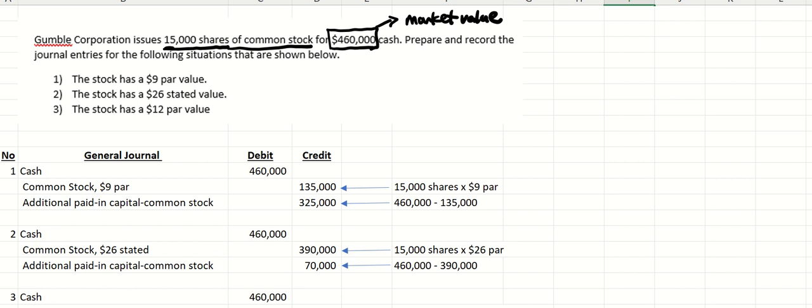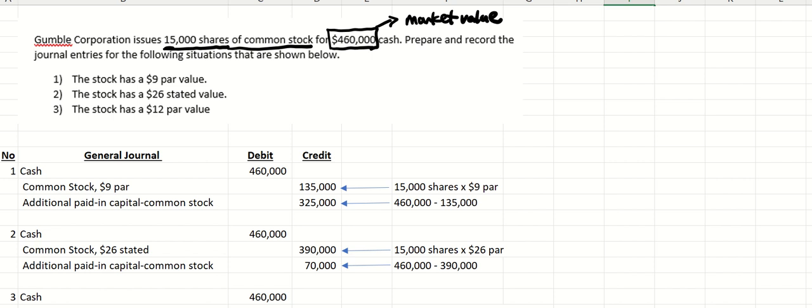For the first transaction, we're going to assume that the stock has a $9 par value. Okay, that's the stock certificate displaying a $9 par value. Number two, we're going to assume that the stock has a $26 stated value. So that's the stock certificate that displays $26 as the stated value. And then number three, the stock has a $12 par value.